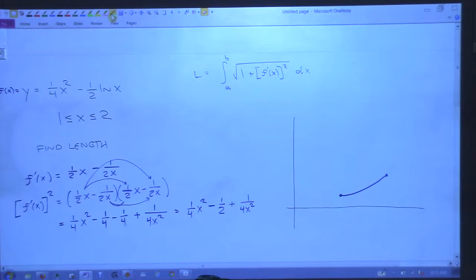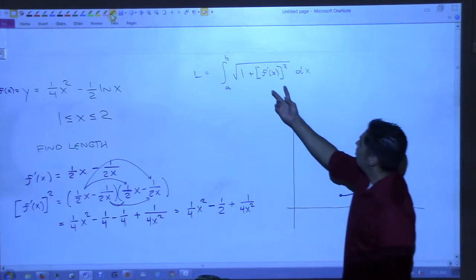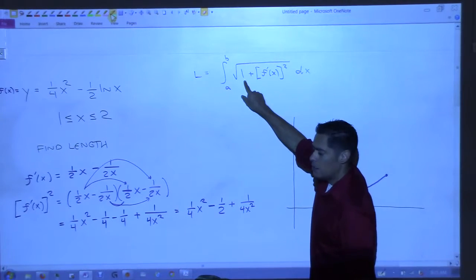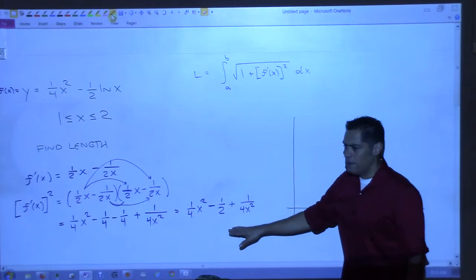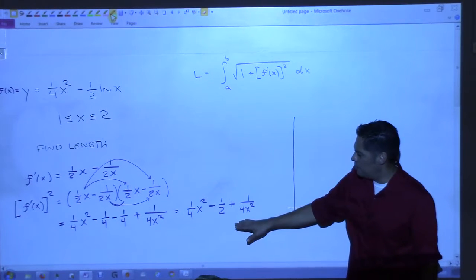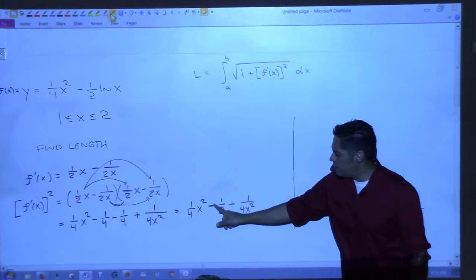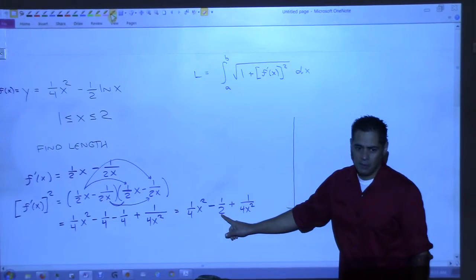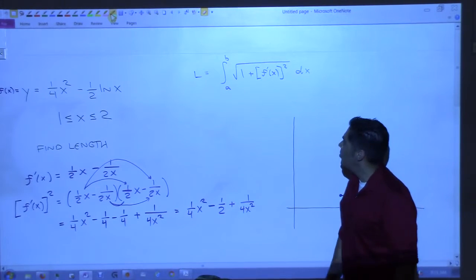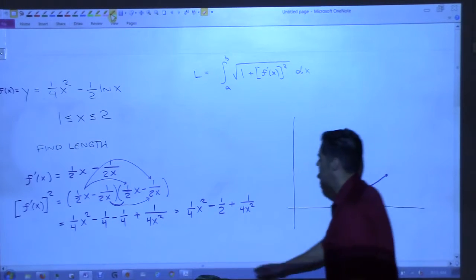Okay, so now in the integral, we're supposed to add 1 to that, right? So if we look at this right now, if I add 1, things are actually going to be pretty nice, aren't they? Because all it will do is change that to a positive 1/2. Agreed? Okay, so let's go ahead and do the integral now.